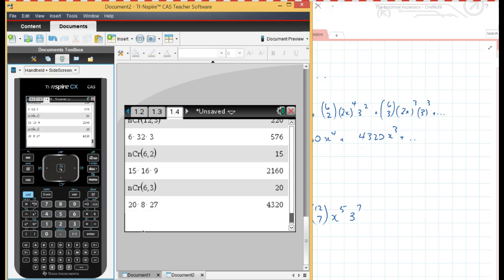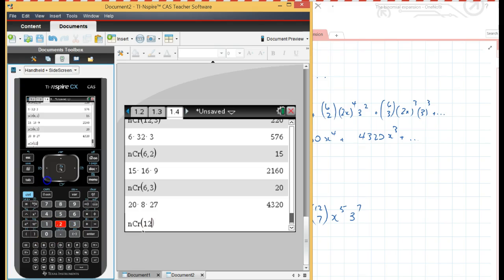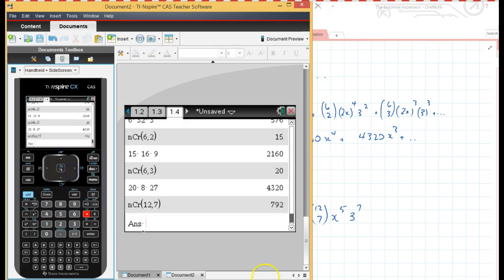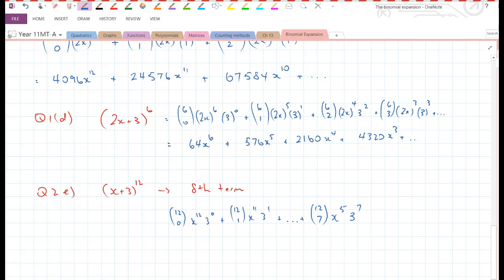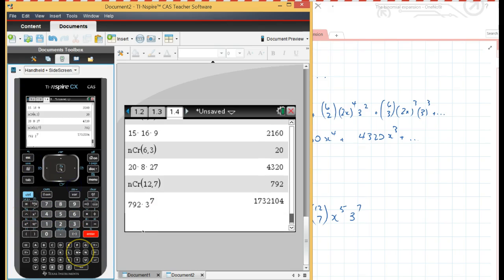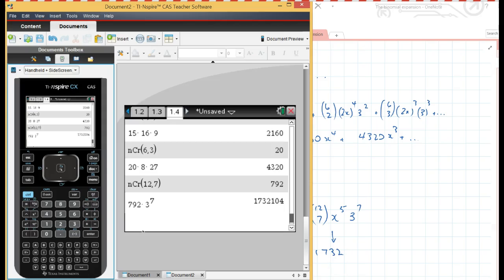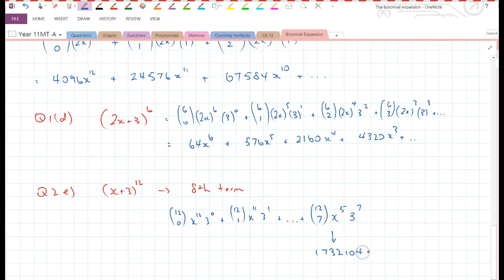So I'll go to the calculator and work out what 12c7 is at menu 5, 3. I punch in 12, 7. Okay, I'm going to hit equals there, and then I'm going to multiply that by, I've forgotten what I said, 3 to the power of 7. 3 to the power of 7, this is a large number. Hit enter, 1,732,104. So that is 1,732,104x to the power of 5. That is the 8th term.